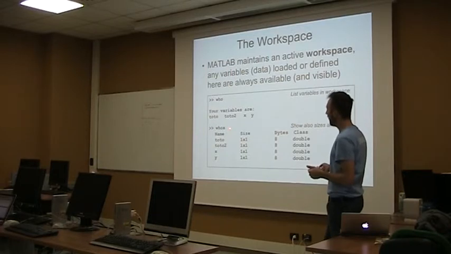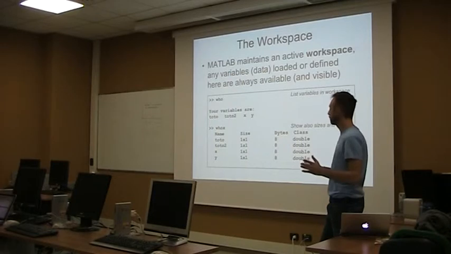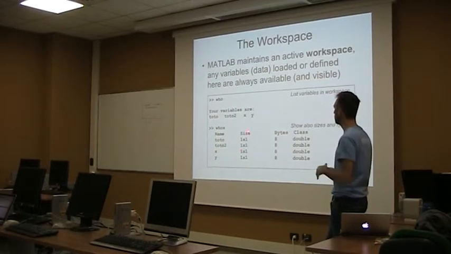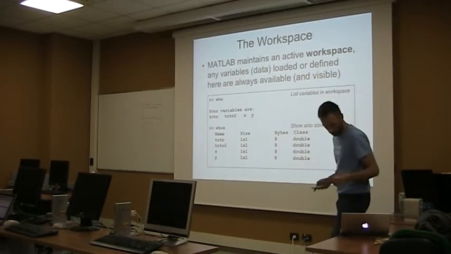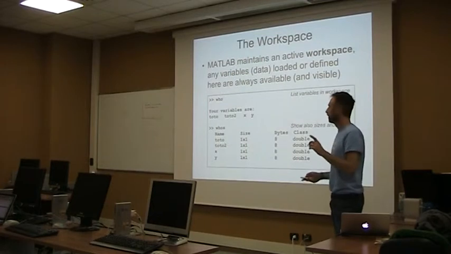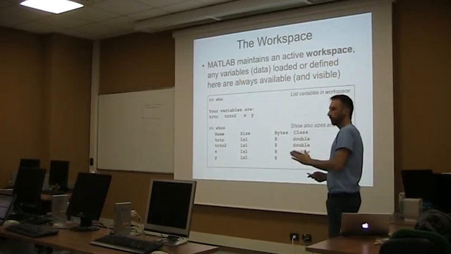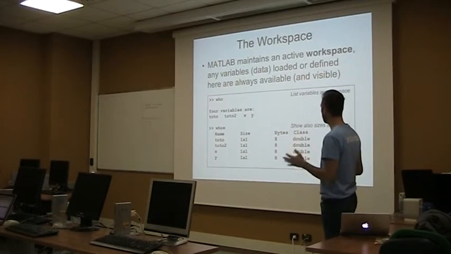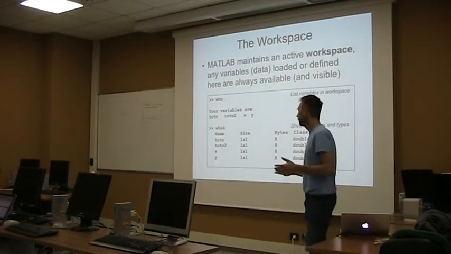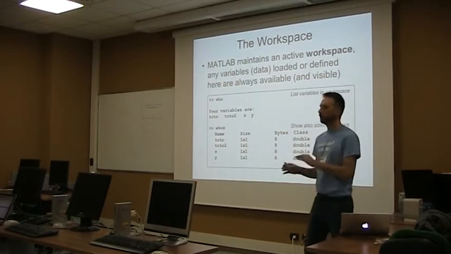If you add an s to who, you should get a more precise description. So it gives you the name, the size, which is always the number of rows by the number of columns. That's important to remember. Always number of rows by number of columns. It tells you how much memory it takes and which class it is. We're going to talk about the classes later. But basically double means numbers.